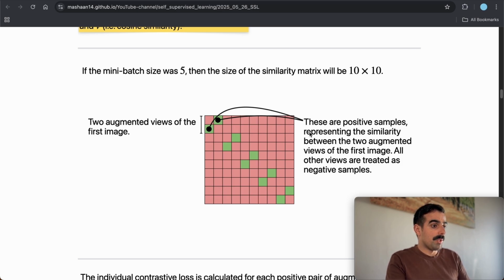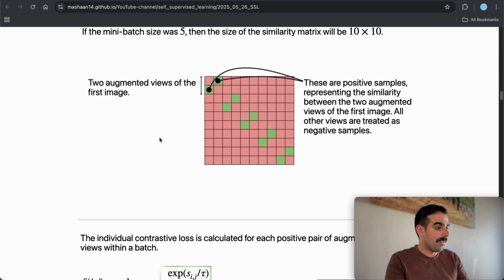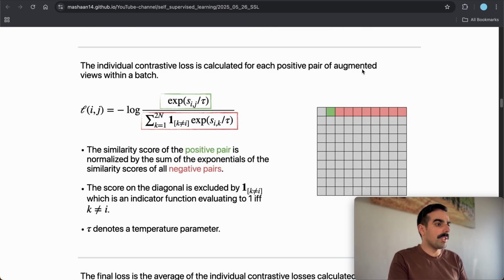So these are positive samples representing the similarity between the 2 augmented views of the first image. So the index row 1, column 2 is a positive pair because it's 2 augmented views of the same image. And index row 2, column 1 is another positive pair because it compares 2 augmented views of the same image. Everything else is a negative pair. So the individual contrastive loss is calculated for each positive pair of augmented views in the batch. So this is s_ij divided by tau. Tau is the temperature to control the contrastive loss. These are all other negative pairs in the batch.